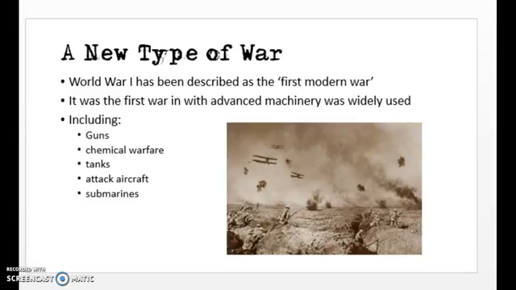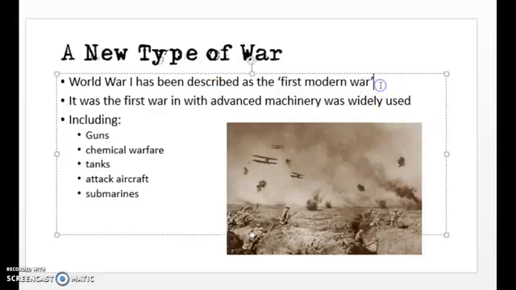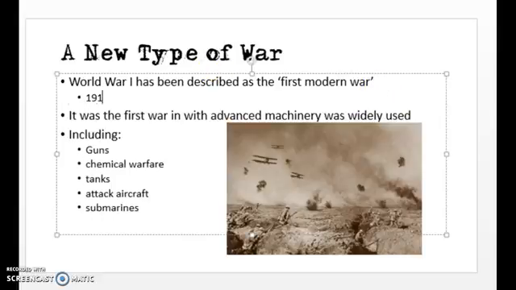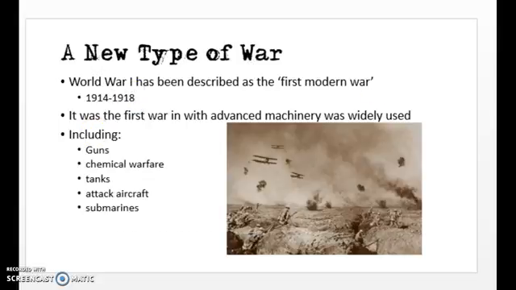Okay. A new type of war. World War I, which takes place from 1914 to 1918, maybe I'll write that down for you. It is really a new type of war for the 20th century, and many historians call it the first modern war or the first total war, which I'll come to in just a second.